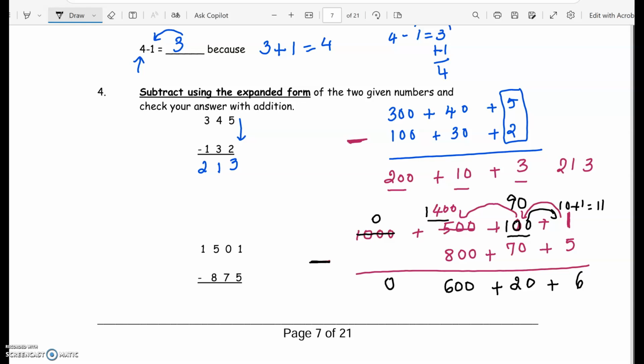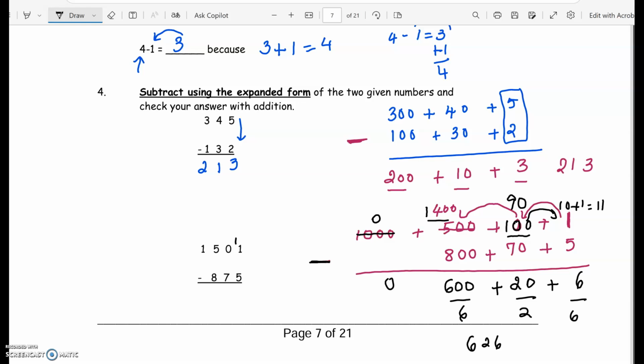And that's of course a 0. So 6 in the hundreds place, 2 in the tens place, 6 in the ones place. So the answer is 626. So let's do it the usual way, where we are not thinking about the expanded form.